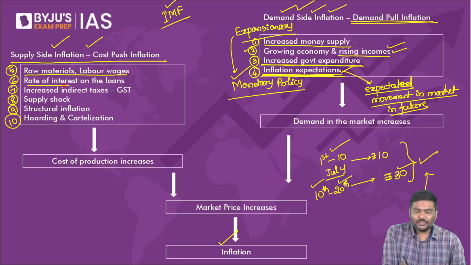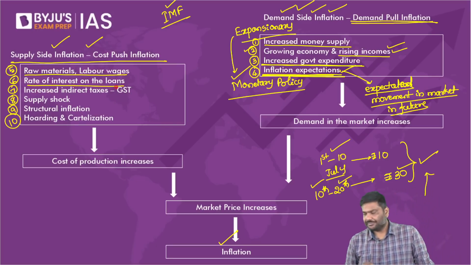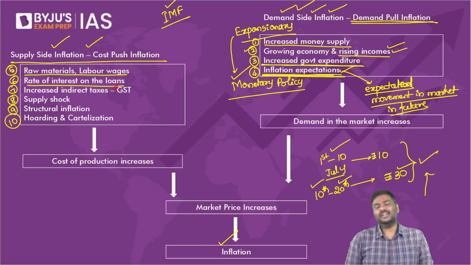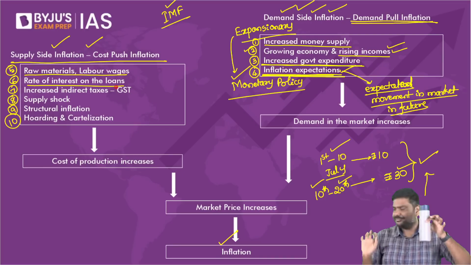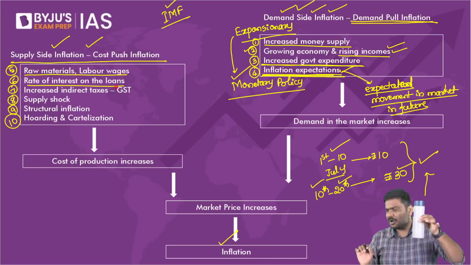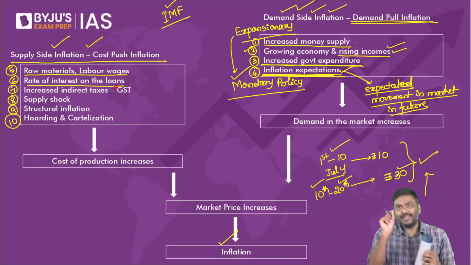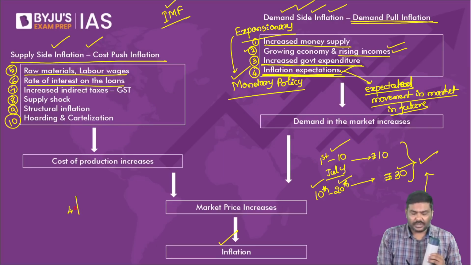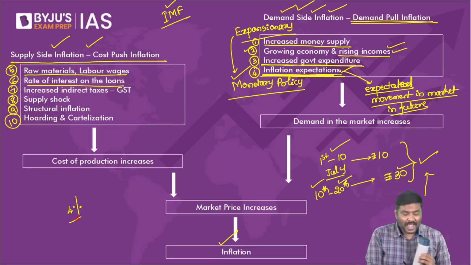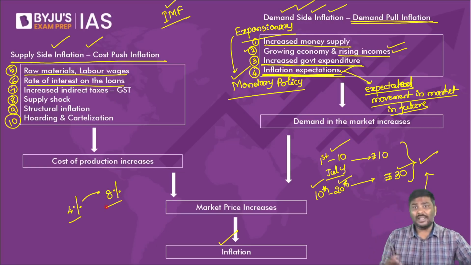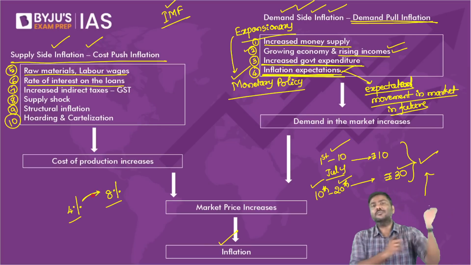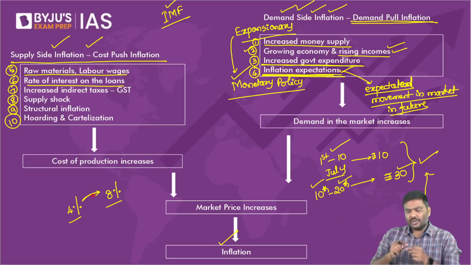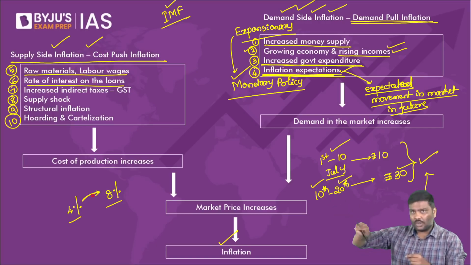Second, rate of interest on the loans that you have taken. Imagine to manufacture this bottle, you are taking a loan from a bank. And the bank charges you 4% rate of interest now. What if the bank increases the rate of interest from 4% to, let's say, 8%? I'm doubling it so that it is very clear to you. Now you will have to pay more interest to the bank on the loan that you have taken.